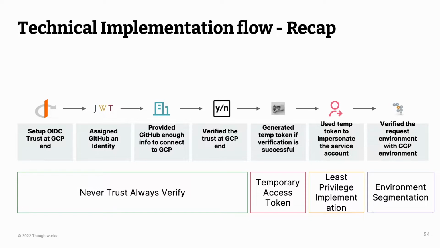Okay, so that's the recap. By giving an identity, validating it, and setting the trust level, we implemented never trust, always verify. We also exchange only the temporary access token. So we implemented temporary access tokens, not long-lived credentials. By using service account impersonation, we implemented least privilege, because now we could impersonate different service accounts depending on what access we need. And then, since we have more control over what we want to allow, we also have environment segmentation. We only allow the GitHub development environment to connect to the GCP development environment.